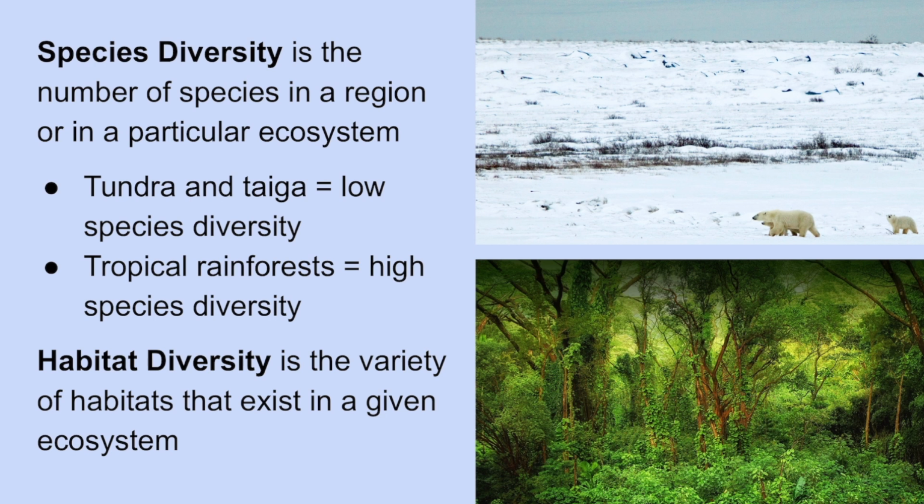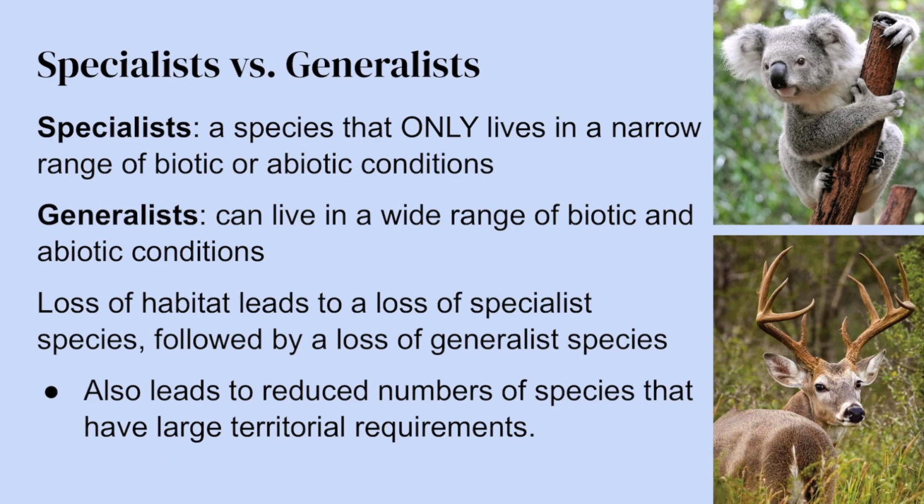Now, the last level of biodiversity is habitat diversity, and this is just the variety of habitats that exist in a given ecosystem. The more habitats you have within an ecosystem, the more species that can then be supported. So habitat diversity is really important because we have lots of different types of organisms, and they generally fall into one of two categories. Those categories are specialists and generalists. So basically, specialists are species that only live in a narrow range of biotic or abiotic conditions.